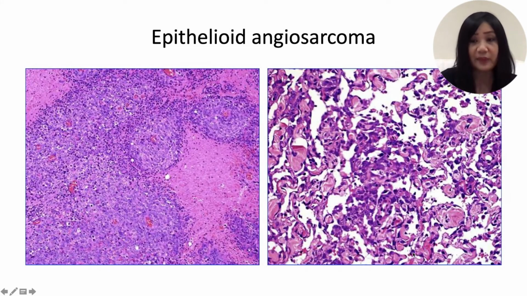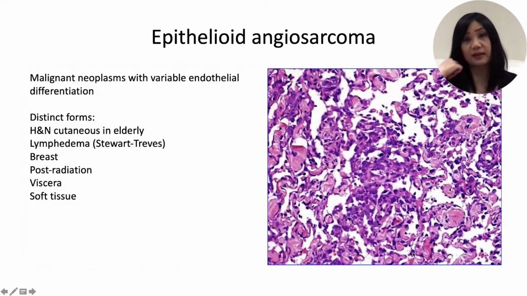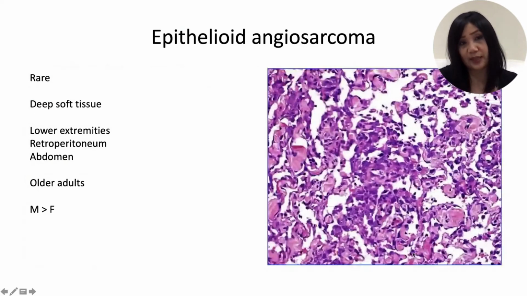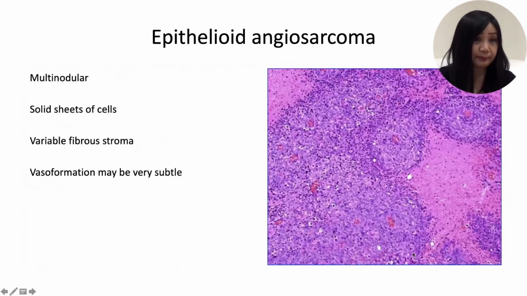So next, very briefly, epithelioid angiosarcoma. I think most of us are relatively happy with it. It occurs in various contexts: in cutaneous lesions in the elderly, in chronic lymphedema, as a primary intraparenchymal lesion of the breast, or more superficial post-radiation tumor of the breast, and as primary neoplasms in viscera and soft tissue, typically affecting older adults.